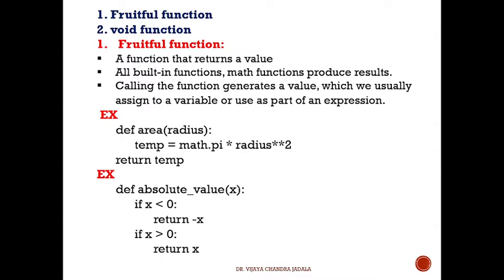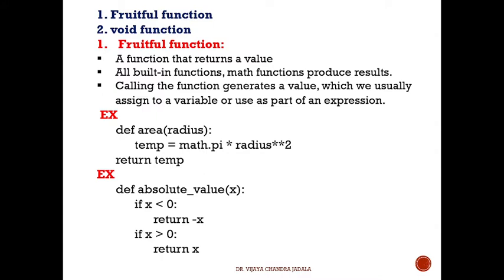Two examples are given. One is def area(radius), to find the area of a circle, which is a fruitful function using the calculation pi into radius square, r into r. Based on the radius, you are going to find the area of a circle. Then absolute value is also a fruitful function.